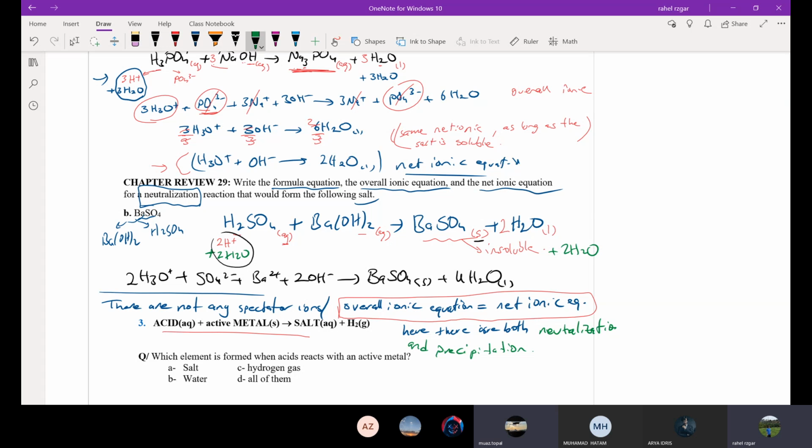Can we write HSO4 instead of H2SO4? No, because the original acid is actually H2SO4, not HSO4. HSO4 negative is an ion that comes from H2SO4. We should always write the original acid.